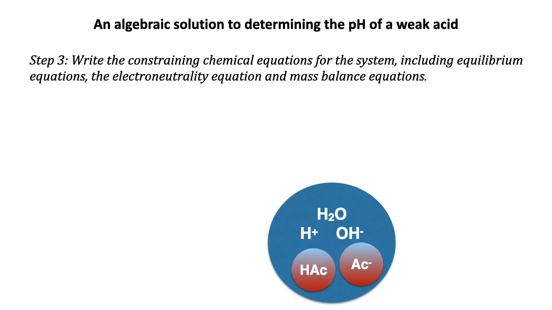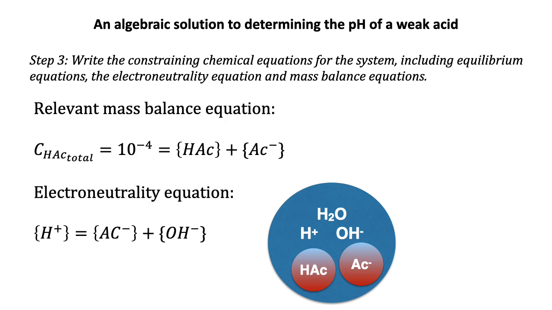So again, we have our acid, and we want to write down other relevant equations, which include the mass balance equation. We know that the total concentration is going to add up to 10 to the minus 4, and that's going to consist of the HAC and the conjugate base AC-. We also know from electroneutrality that H+ is going to be equal to AC- and OH-.